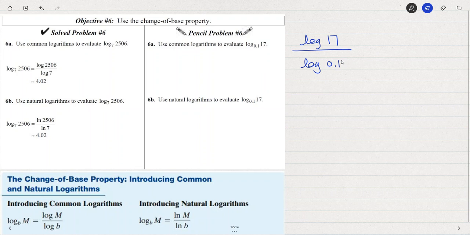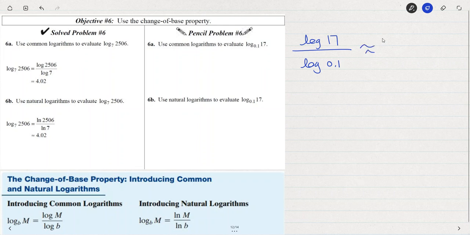And then what I could then do is put this in on my calculator, and I'm going to do this with a Texas Instruments 30X. I simply find the log button. Log, it opens up a parenthesis for me, so I type in the 17 and close a parenthesis, and then divided by log, it opens up the parenthesis, I'll type in the 0.1 and close a parenthesis, and that gives me a result of negative 1.2.